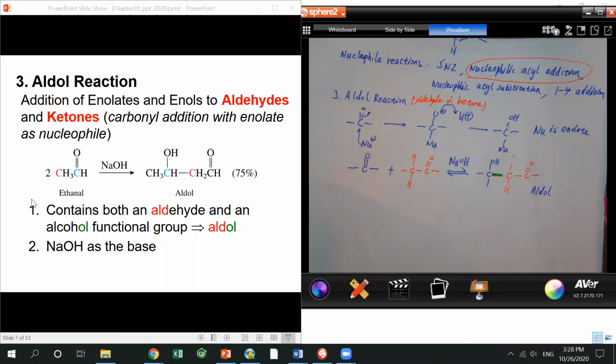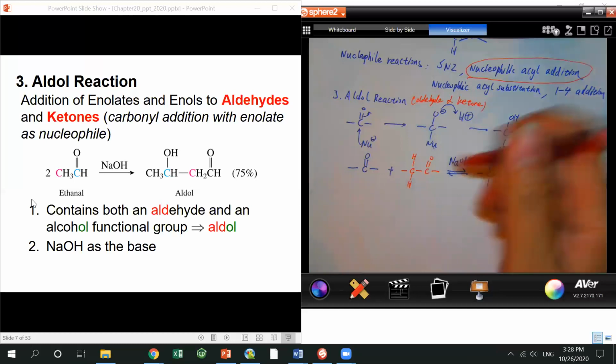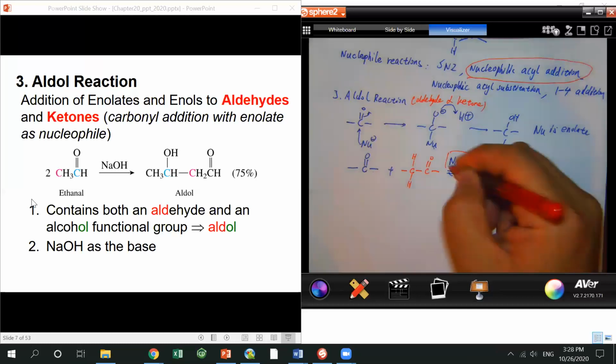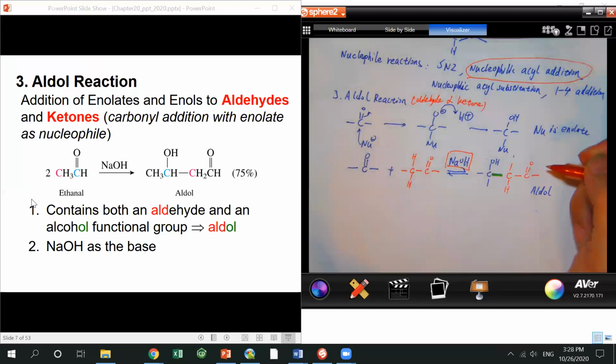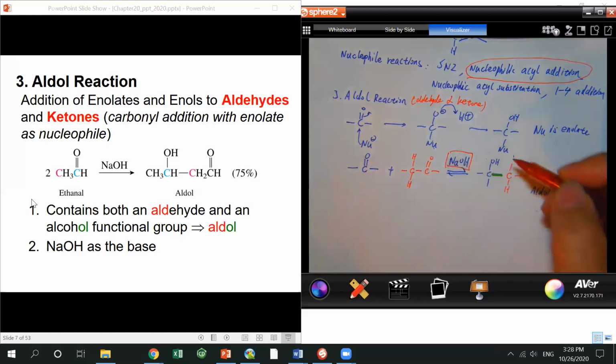That's why this reaction is called the Aldol reaction. One clear indication for the Aldol reaction: first, an aldehyde or ketone; second, sodium hydroxide. Probably that's the only reaction in this chapter using sodium hydroxide as the base. The others use sodium ethoxide or LDA or other strong bases. So if you see sodium hydroxide, 80% of the time this means an Aldol reaction.